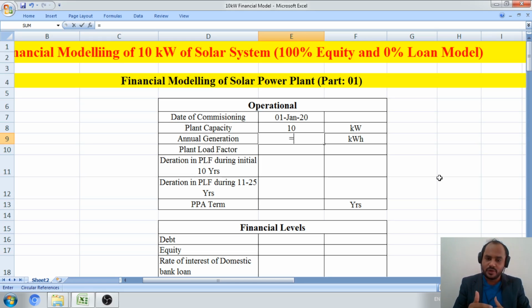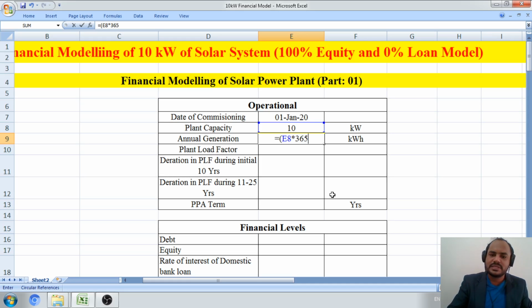Whenever we are constructing a formula in the Excel sheet, it must start with the equal to symbol. Once we write the equal to symbol, we start the formula. So equal to, then open a bracket, and we select the plant capacity, which is 10 kilowatt. So I'm just going to select this particular cell, multiplied by how many days there are in one year, which is 365 days. We're going to calculate the annual generation of the 10 kilowatt plant capacity.